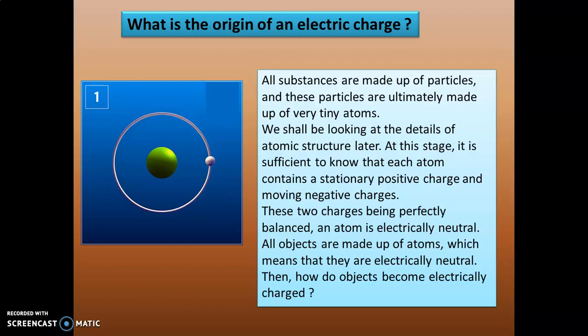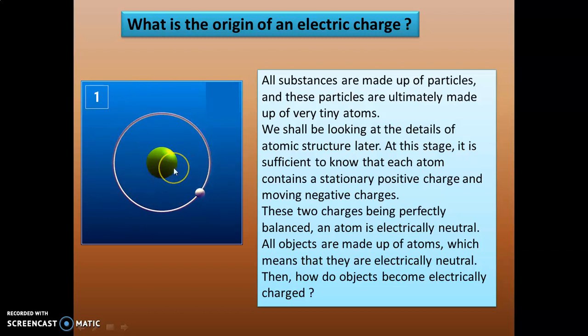About the structure of the atom, we will study in detail in 8th standard. What you need to know now is that each atom contains a stationary positive charge. Stationary means not moving. You can see here that it has a stationary charge which is not moving, and a moving negative charge. Can you see this particular charge that is moving round and round? That is the negative charge.